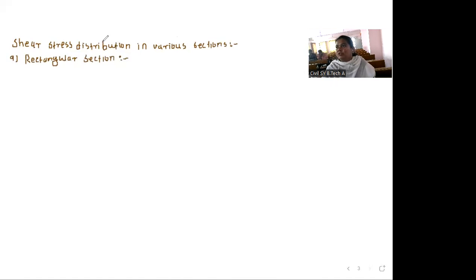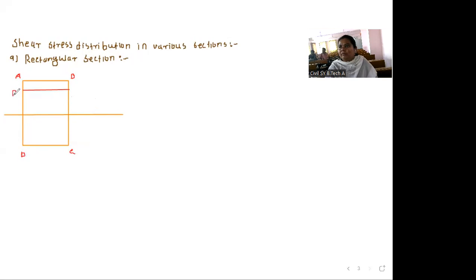Okay. So for this, first I will draw the figure. Rectangular section, you already know that. The width of this rectangular section is B. First we will mark the neutral axis. Then we will locate the point at which we have to find the shear stress. Suppose we have to find the shear stress at this strip, which we mark as EF. Suppose this is A, B, this is C, and this is D, and we are finding the shear stress at EF. From the neutral axis to EF, the distance is Y.